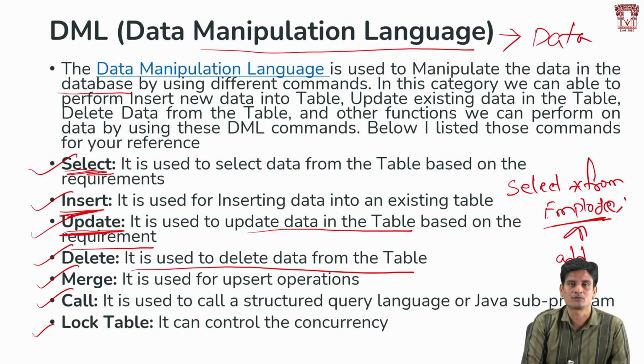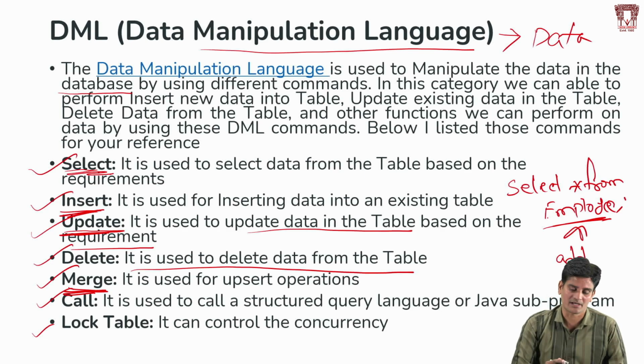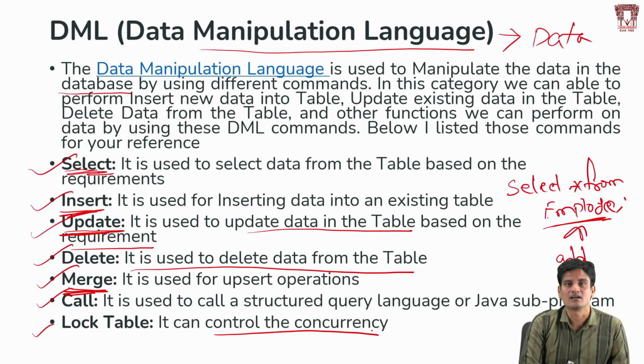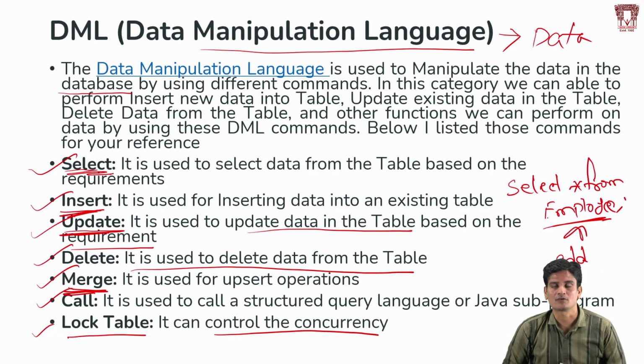And merging: if I want to combine or insert some operations or merge some commands, merge will be helpful. And similarly call. This calling method will be applicable on SQL by using some Java subprograms. SQL is a structured query language which helps to maintain your data in a sequential way. And lock table is used to control concurrency, meaning repeating of the data whatever you are maintaining can be controlled by this lock table. So these are the different types of commands which are helpful in the DML language in the database.